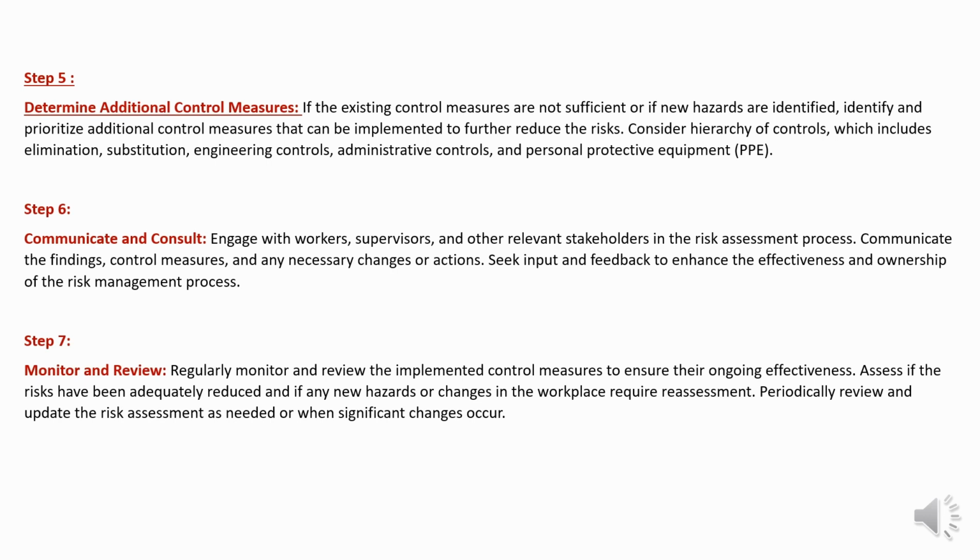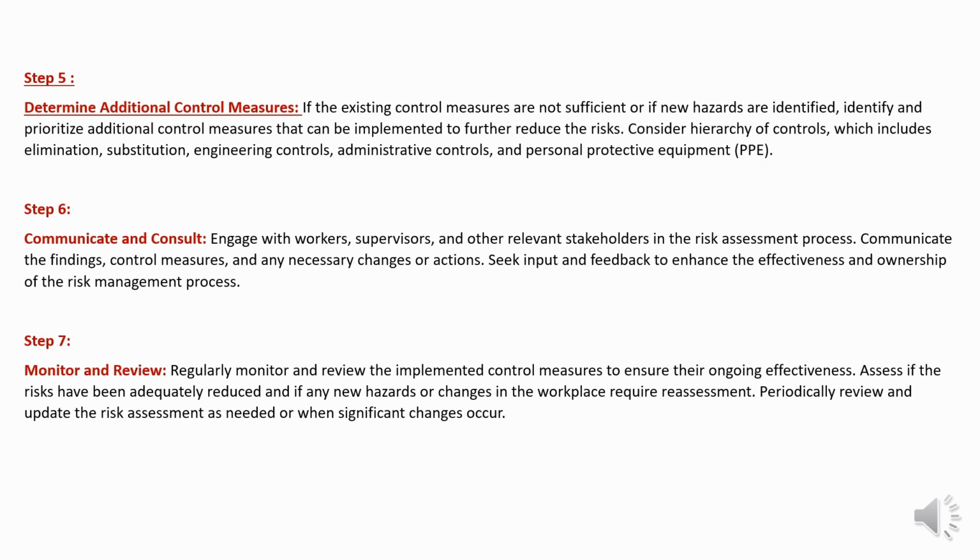Step 7 is monitor and review. Regularly monitor and review the implemented control measures to ensure their ongoing effectiveness. Assess if the risks have been adequately reduced and if any new hazards or changes in the workplace require reassessment. Periodically review and update the risk assessment as needed, and whenever significant changes occur.